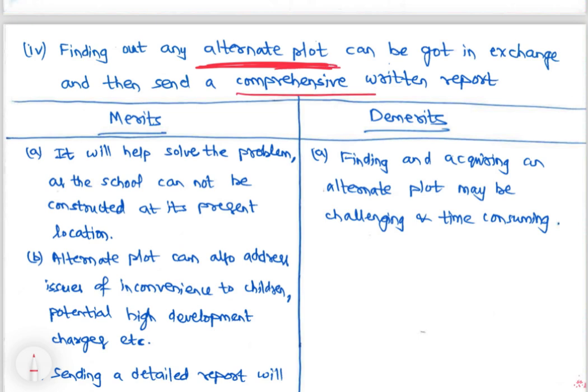Then the fourth option is finding out any alternative plot which can be got in exchange and then send a comprehensive written report, right?